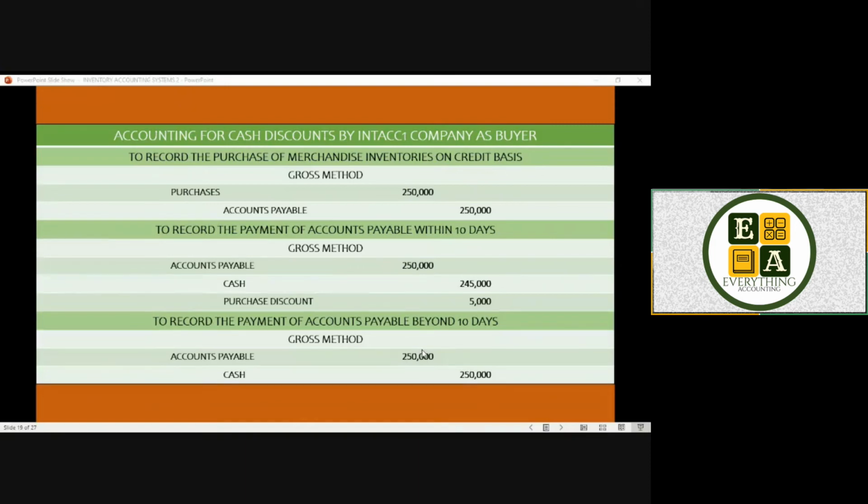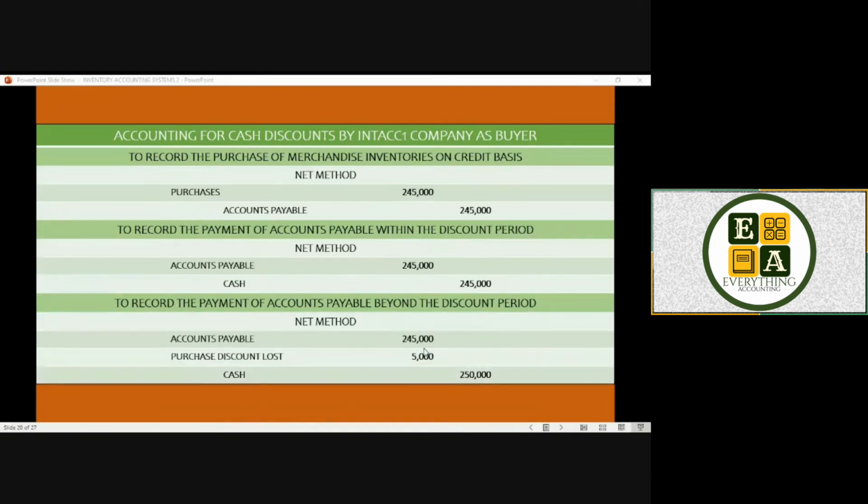Paano naman kung net method? Pag net method naman, okay, upon purchase, bawasan agad ng discount. So, debit tayo purchases, credit tayo ng accounts payable, 245,000.